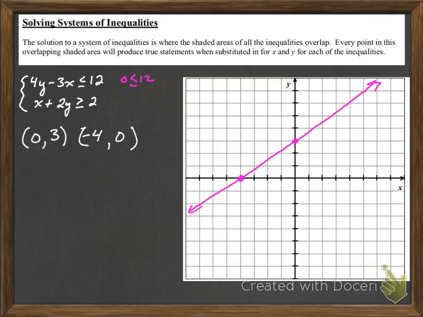All right, let's do the second inequality. So if we again use intercepts, plugging 0 in for x, you get 2y greater than or equal to 2, so y is 1. And then putting 0 in for the y value takes this term out, leaves you with x greater than or equal to 2. All right, so then plotting your points, you're going to have (0, 1) and (2, 0). This also will be a solid line.